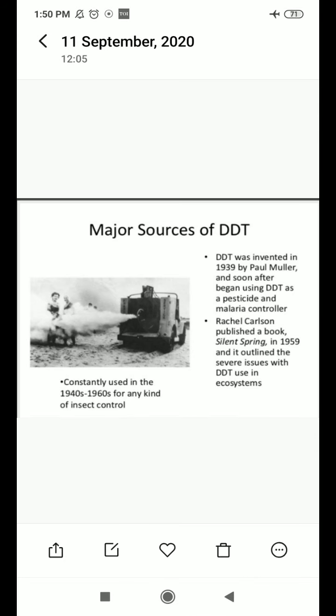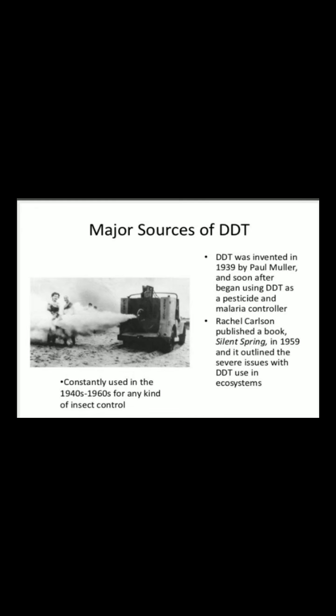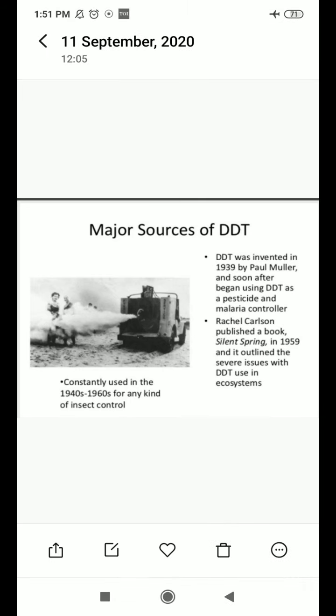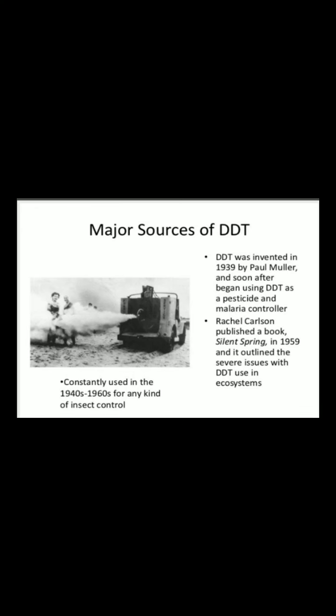And what is its use? It acts as a pesticide and malaria controller. To control malaria, DDT can be spread among the different regions. Then Rachel Carson published a book, Silent Spring, in 1962, outlining the severe issues with DDT in the ecosystem. In that year, who was the author? Rachel Carson. She published one book. What is the name of that book? Silent Spring.